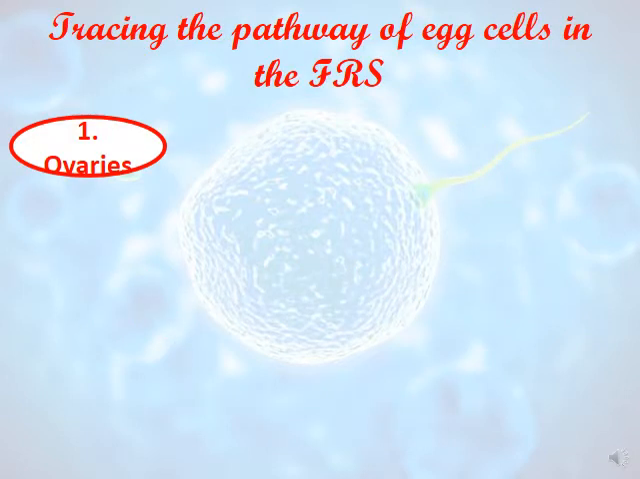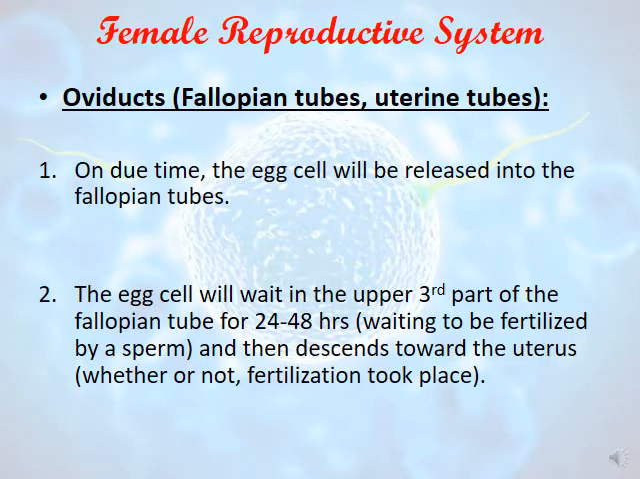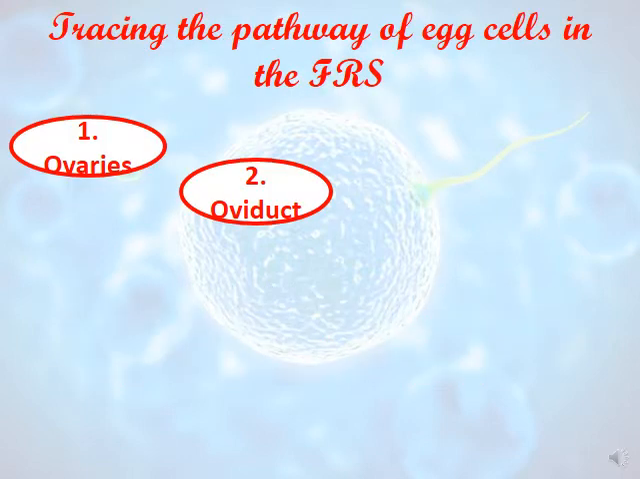Tracing the pathway of the egg cells inside the female reproductive system, starting from the ovaries. What are the oviducts? They are called the fallopian tubes or the uterine tube. In due time, the egg cell will be released into the fallopian tube, and we will discuss this in the coming slides. The egg cell will wait in the upper third part of the fallopian tube for about 24 to 48 hours to be fertilized, and then it descends toward the uterus, whether or not fertilization took place.